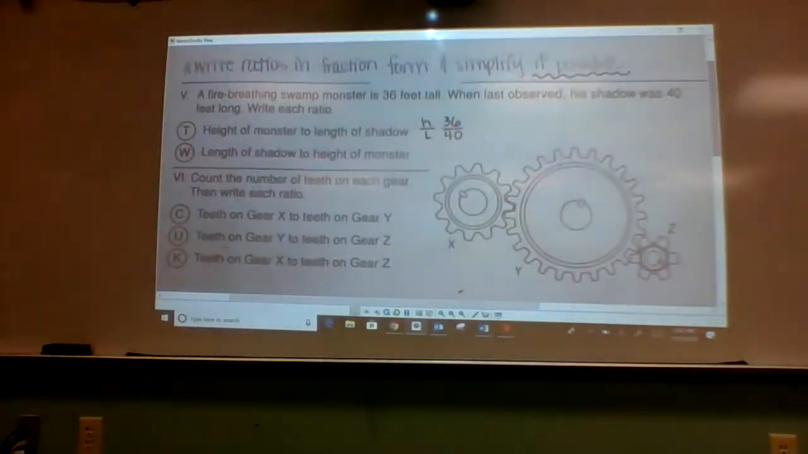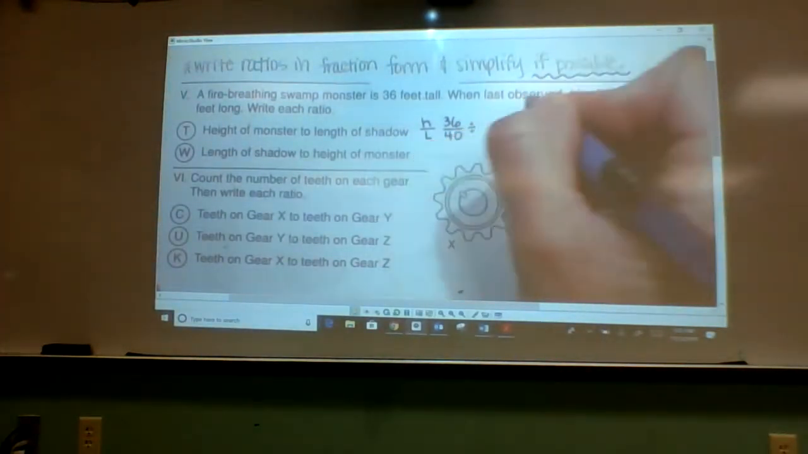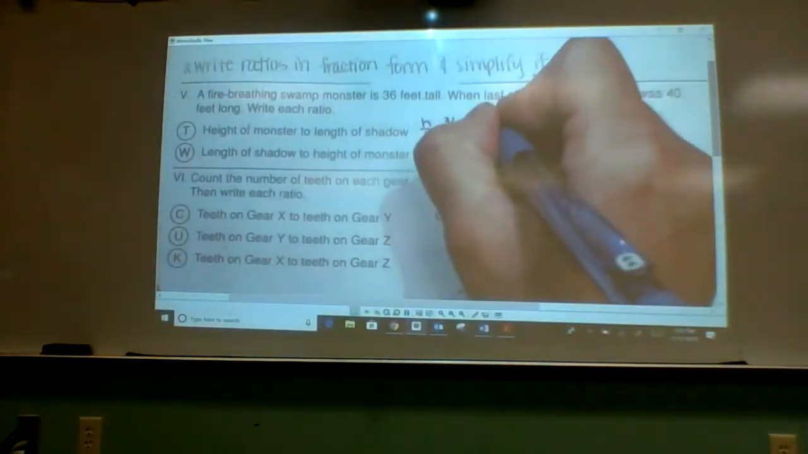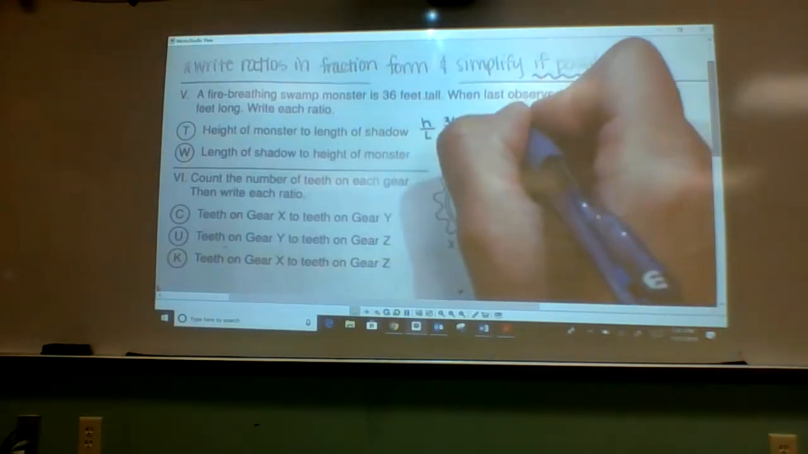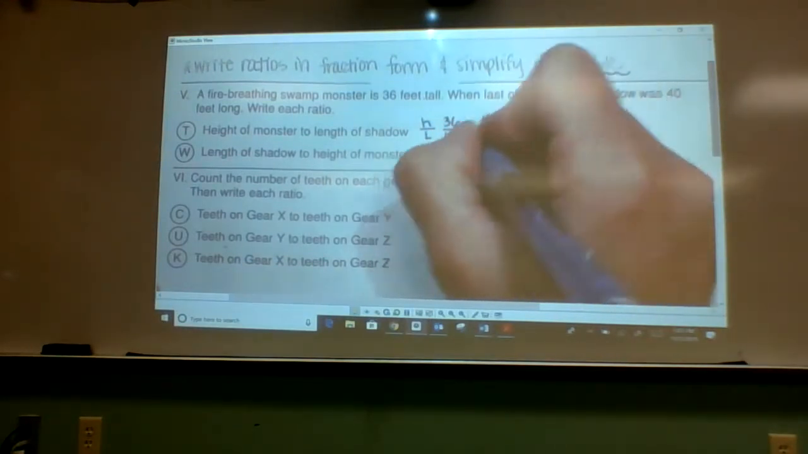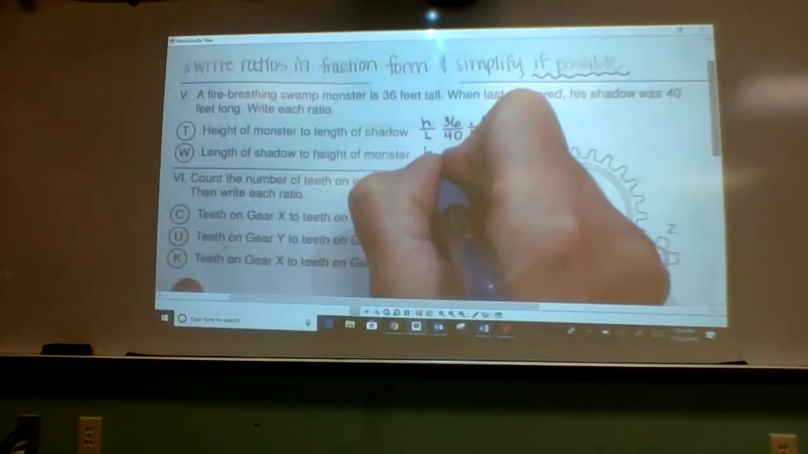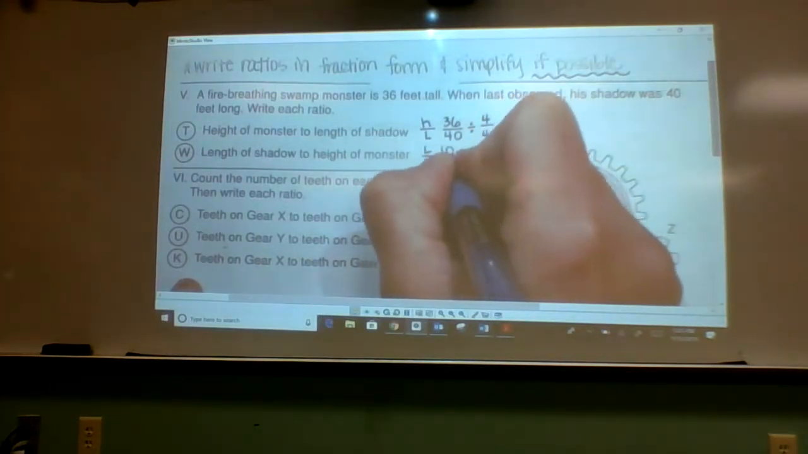So his height to length of shadow ratio is 36 to 40, and we can simplify this. I know that we could simplify it by 4. 4 goes into 36 9 times, and 4 goes into 40 10 times. So our ratio is 9 to 10. Well, the next one's pretty simple because now it's just asking for the ratio of length of shadow to height of monster. So aren't we just flipping this ratio over, the length now to the height? So we know it's going to be a 10 to 9 ratio.